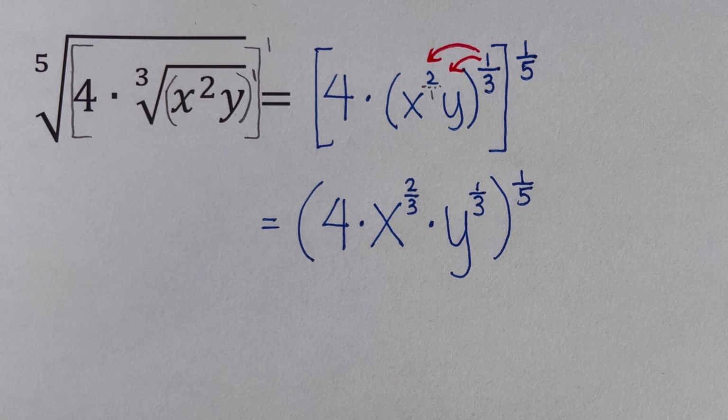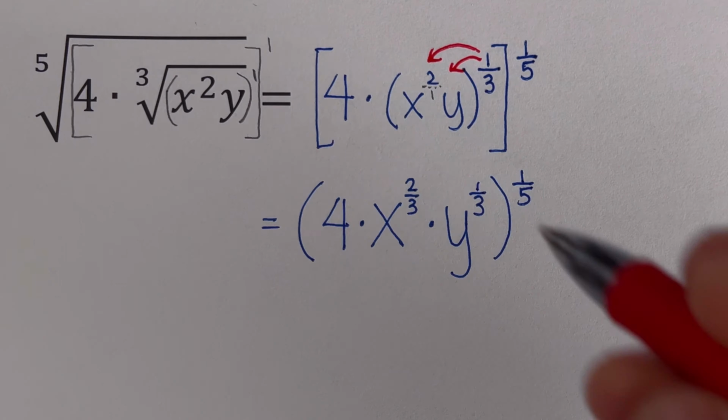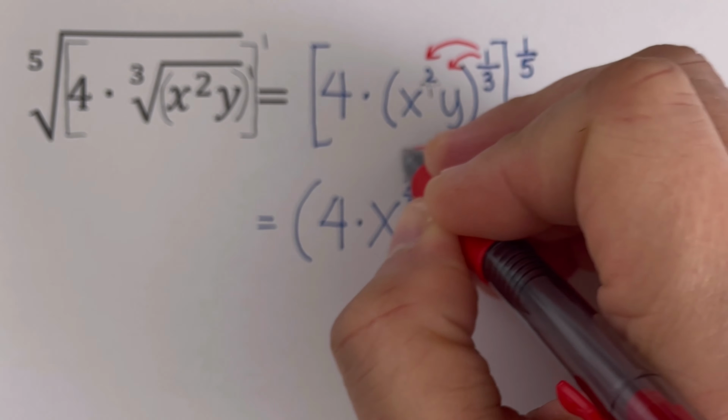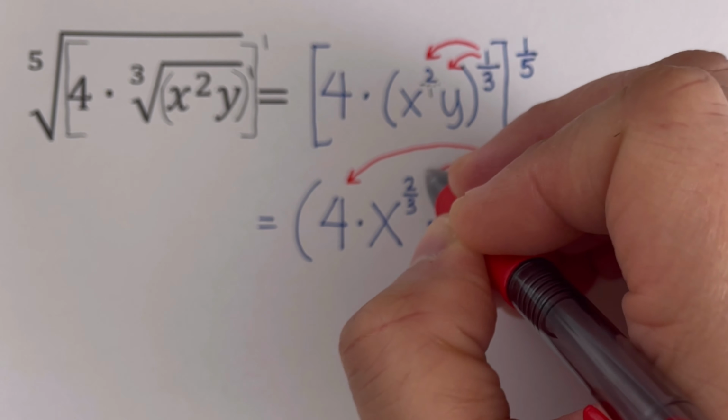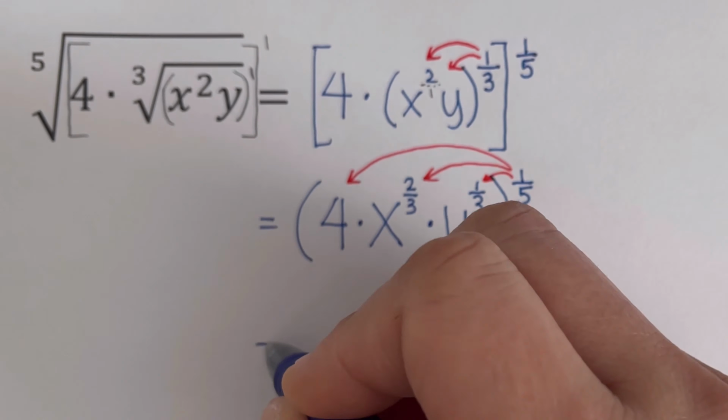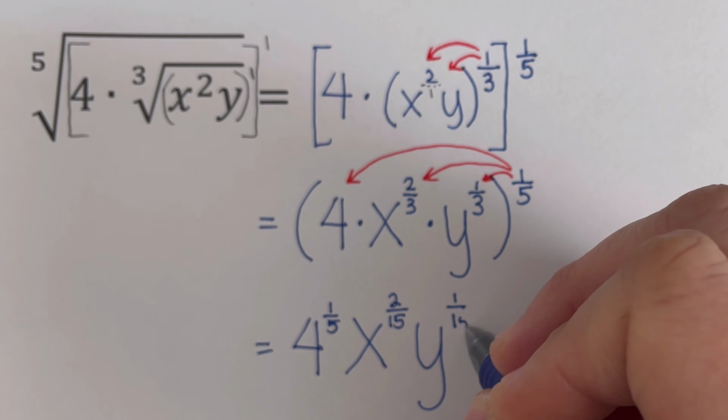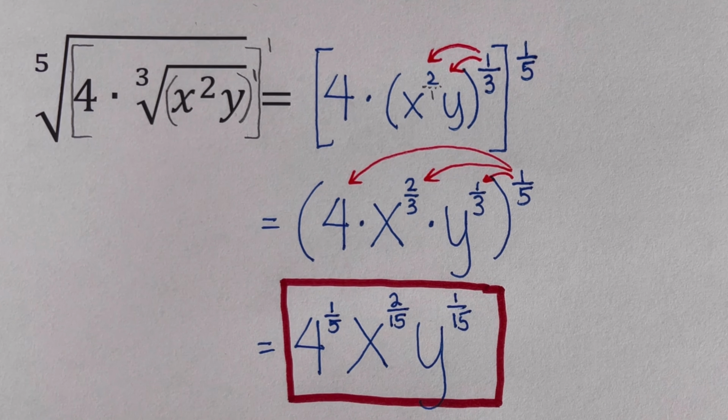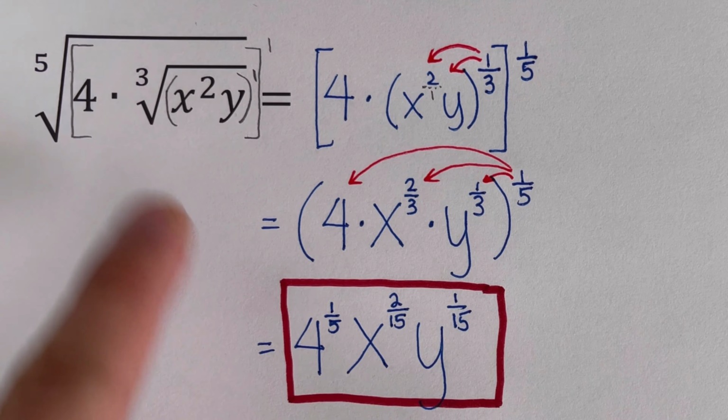Now, what we would do is we are going to use, again, the power of a product property of exponents. So each of these is going to get the 1/5. So our equation would come out. So this is the equivalent rational exponent form for this radical form right there.